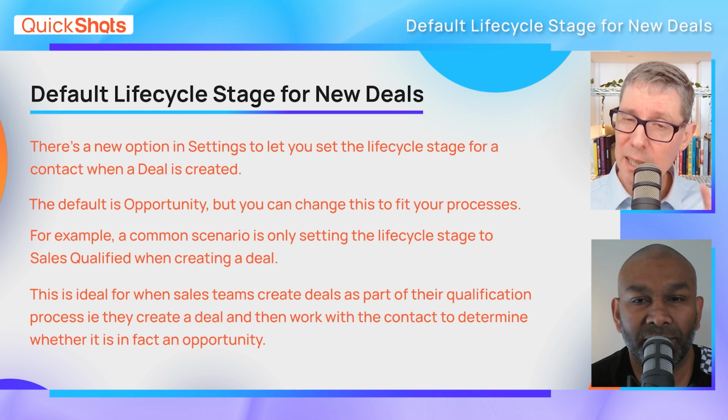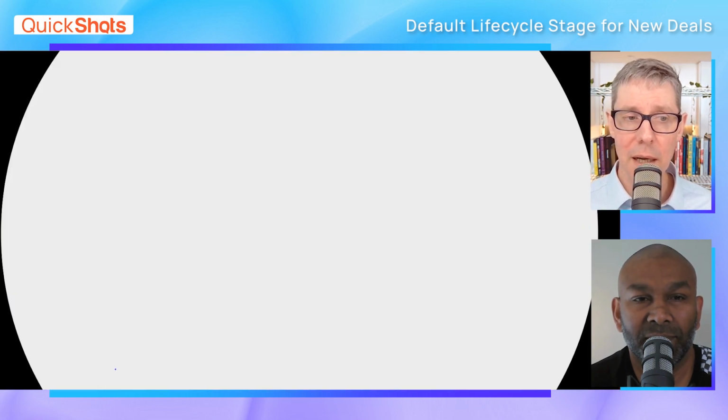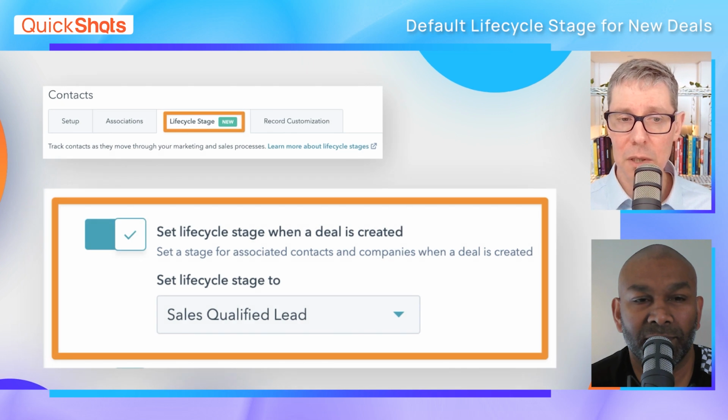Perhaps they're doing pre-qualification. They do want to create a deal. They actually just want it to be sales qualified. And then when it moves along a particular stage of the deal pipeline, then it becomes an opportunity. Well, you can set that now in the options lifecycle stages there.